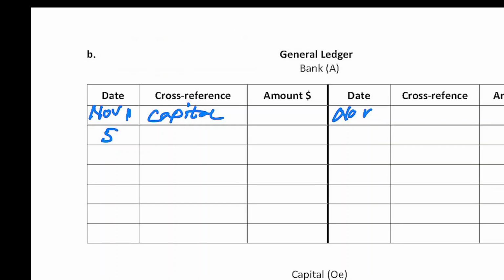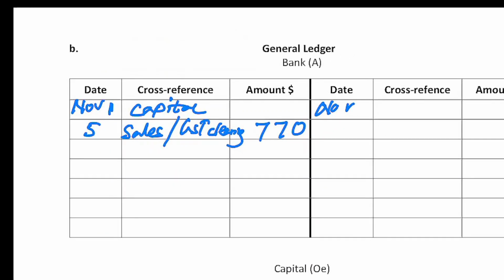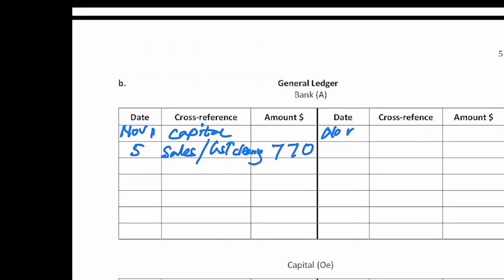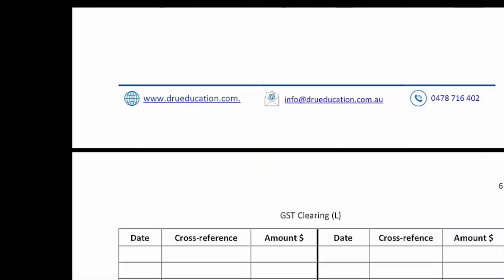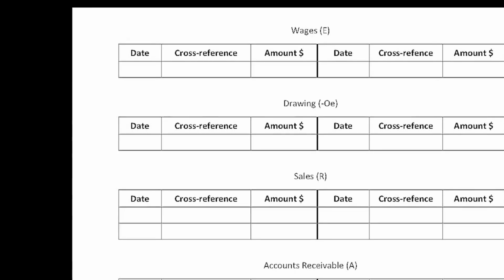Right. So what will happen on the bank? With the sale of the coffee machine, you would debit 770, saying sales / GST clearing. Please take it down. Sales / GST clearing. Right. Then you go to the sales. Where is sales? Here. You would credit sales how much? 700. November 5.